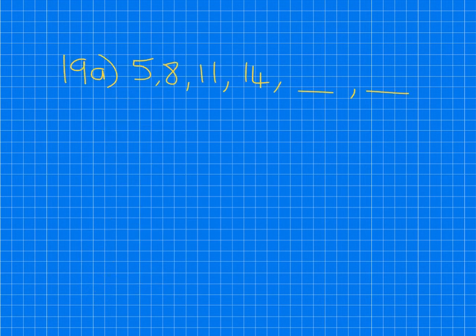In the next question, we've got to find the next two terms in each of the sequences. When you're finding terms in a sequence, always look at the difference between consecutive terms. If we look at this sequence, each term is 3 more than the previous term. So to find the next two terms, we just add 3, giving us 17 and 20.